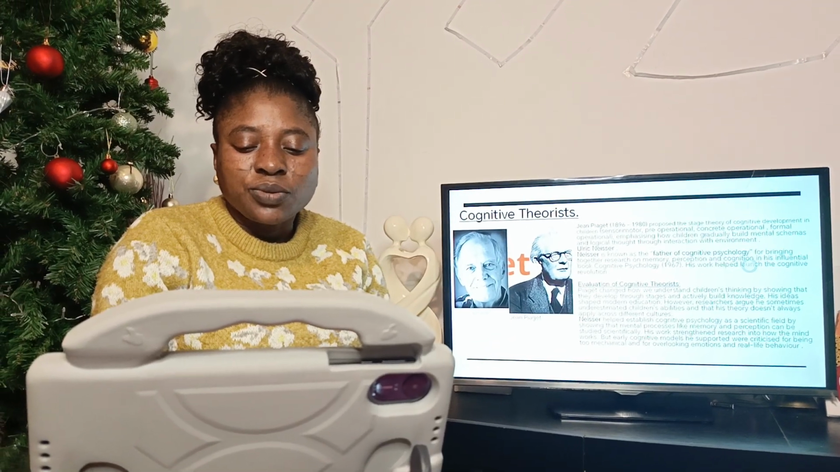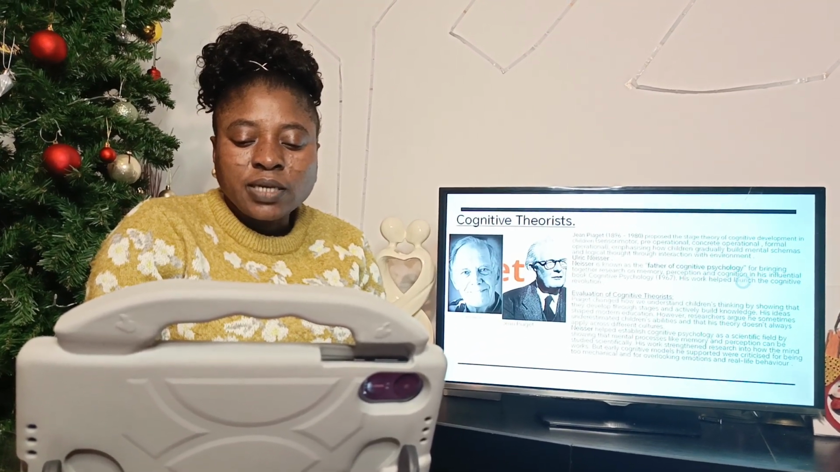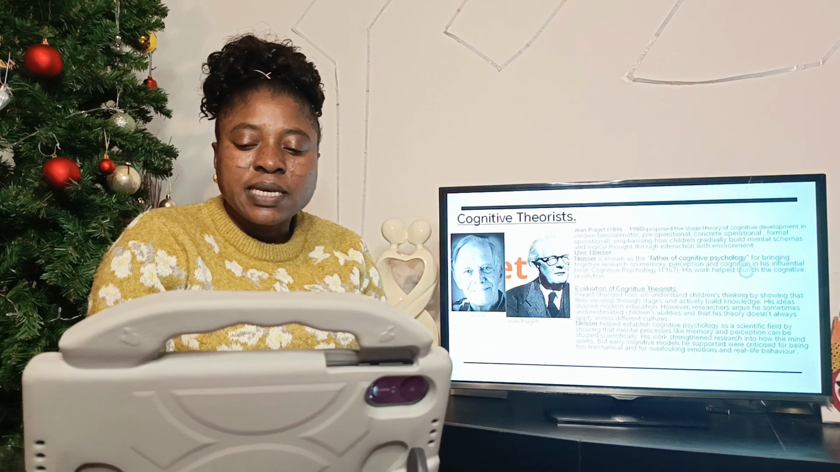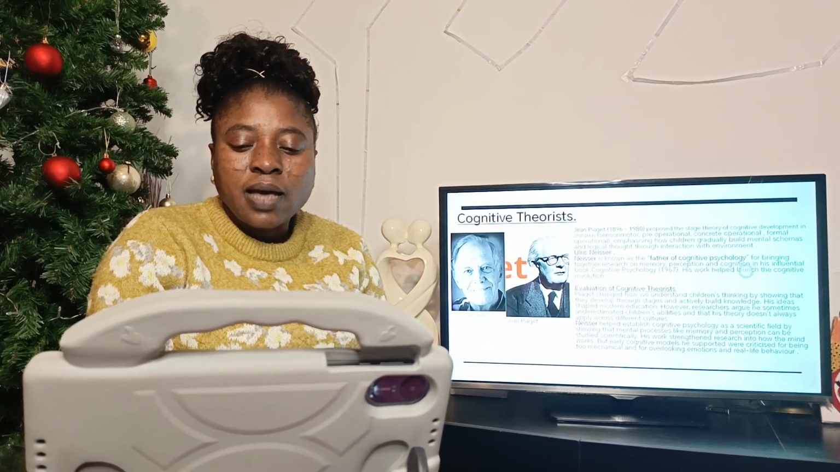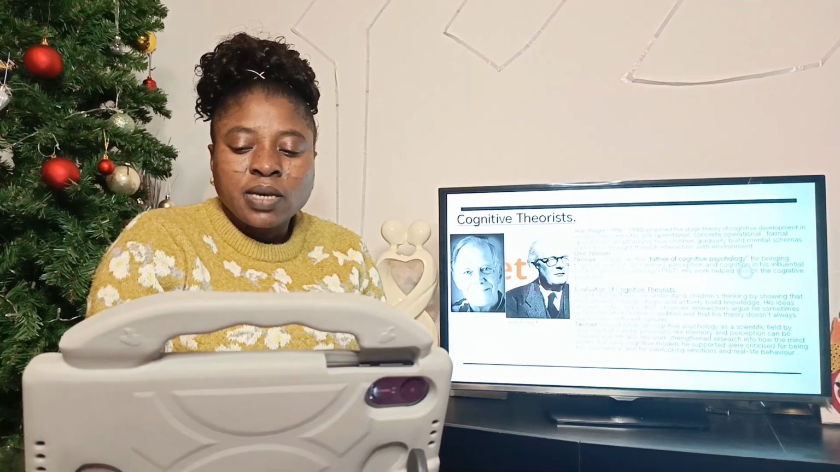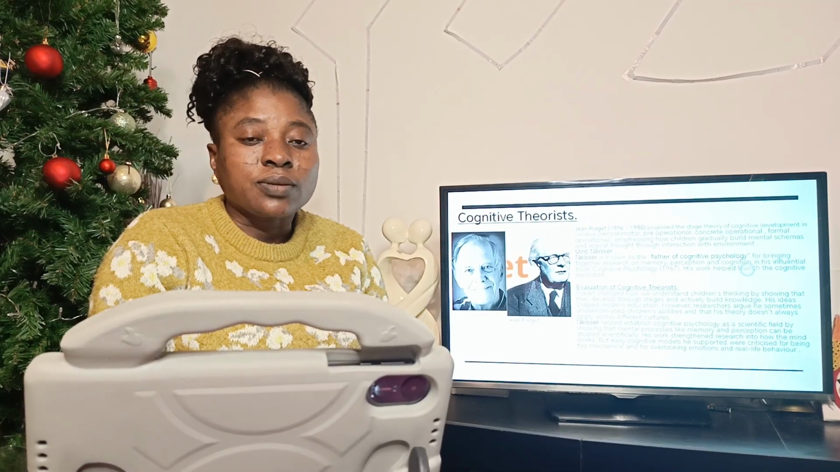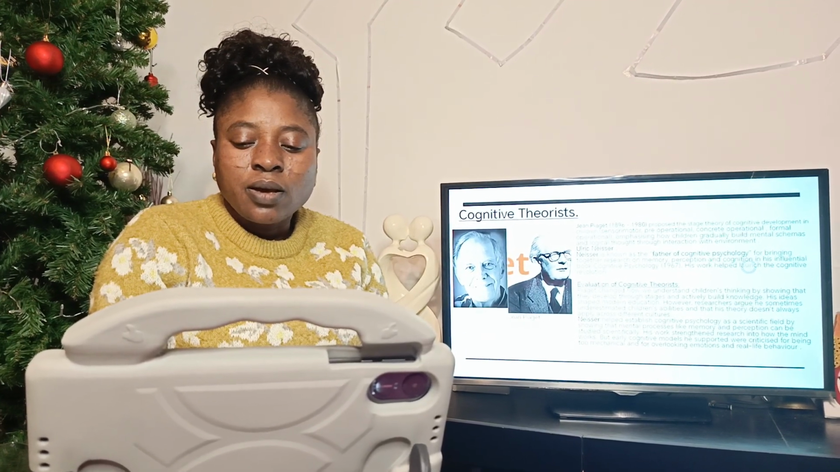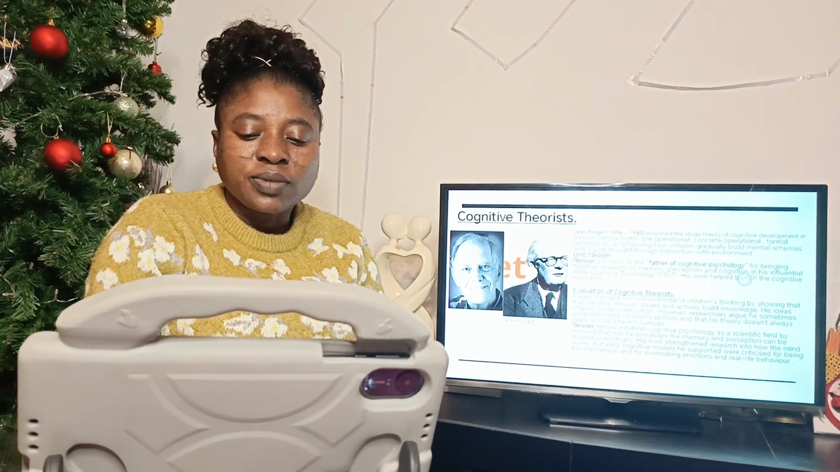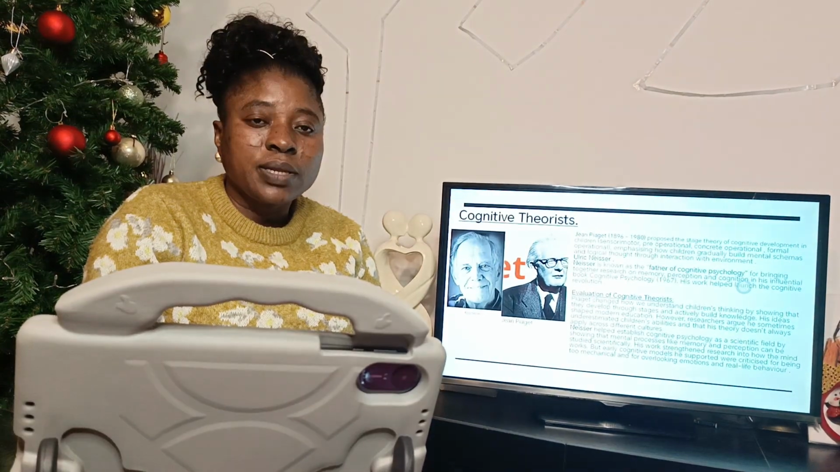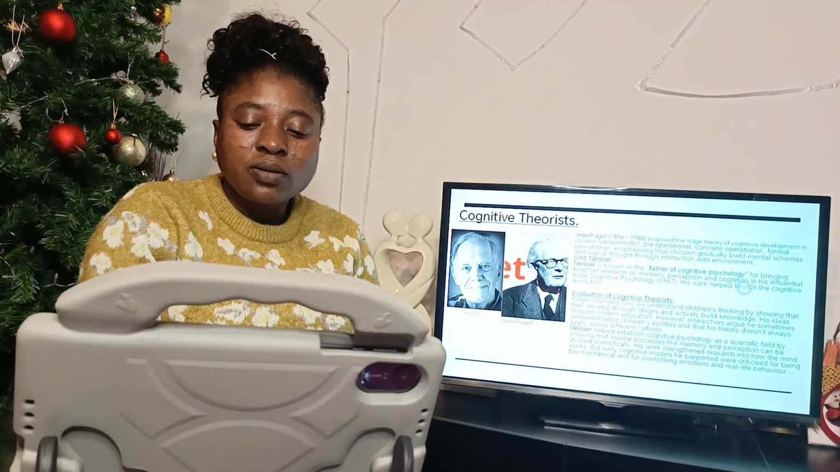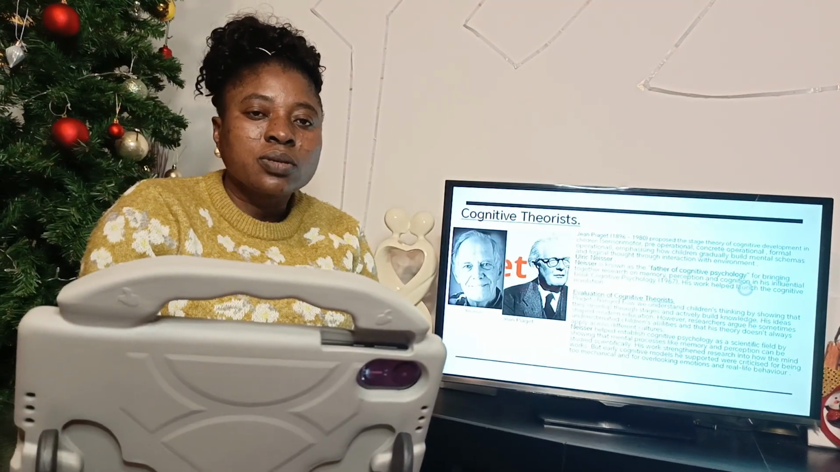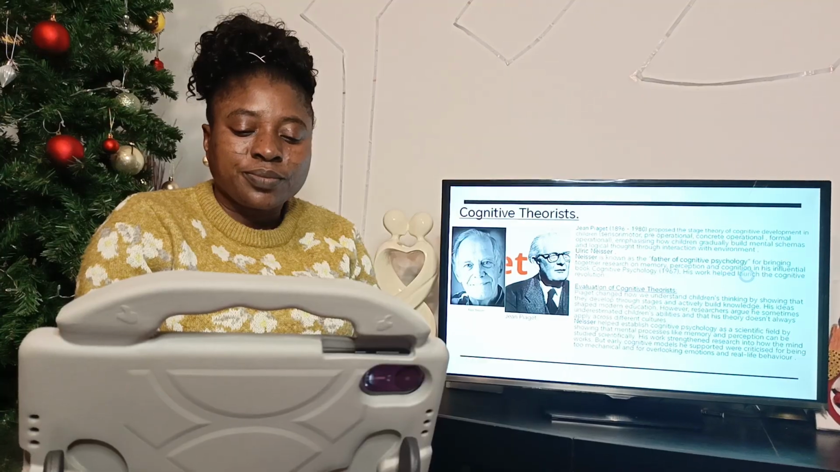His work helped launch the cognitive revolution. Evaluation of cognitive theories. Piaget changed how we understand children's thinking by showing that they develop through stages and actively build knowledge. His ideas shaped modern education. However, researchers argue he sometimes underestimated children's abilities and that his theory doesn't always apply across different cultures.